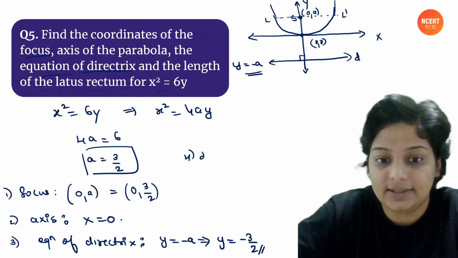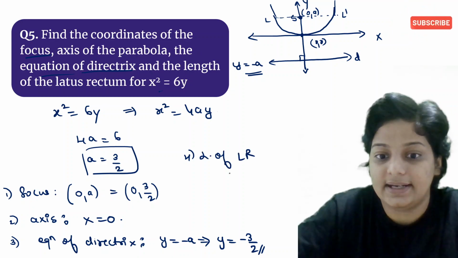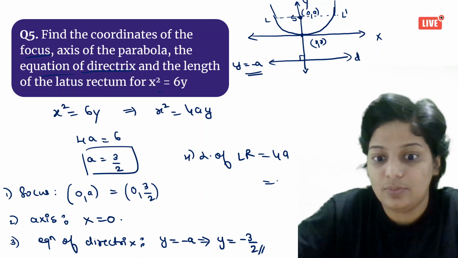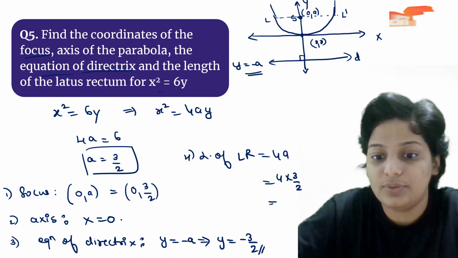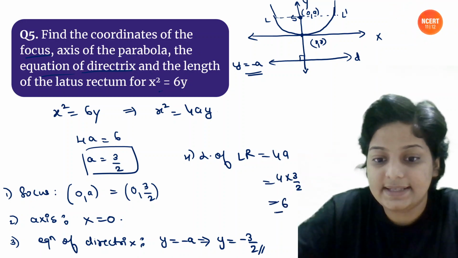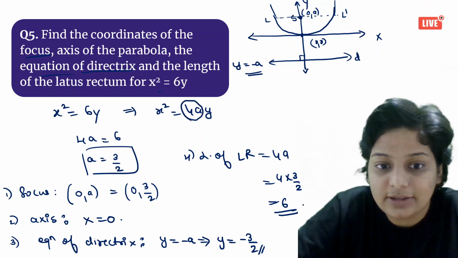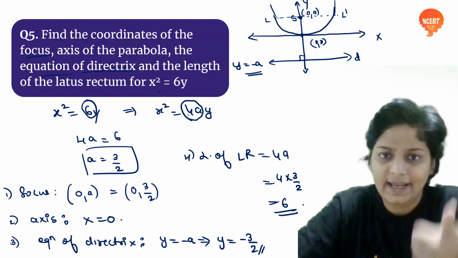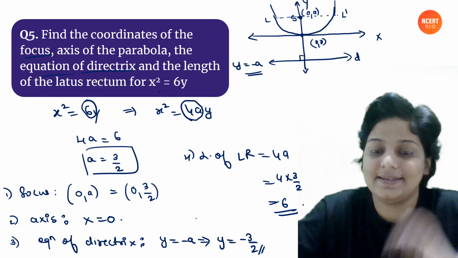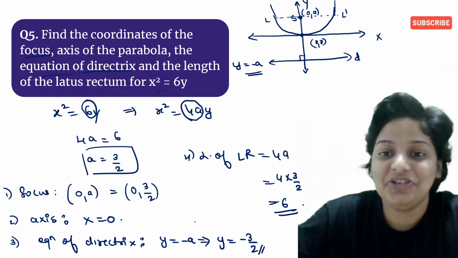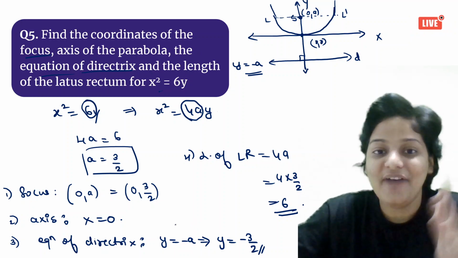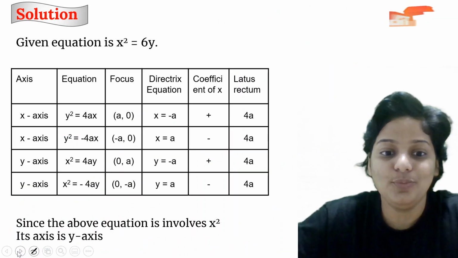Length of latus rectum. Length of latus rectum is 4a, which is 4 into 3/2, which gives you 2 3s are 6. So the length of latus rectum is 6. Generally, the length of latus rectum is 4a, and by direct comparison, 6. This was your question. I hope you got this very clearly. We can try it out on more questions.